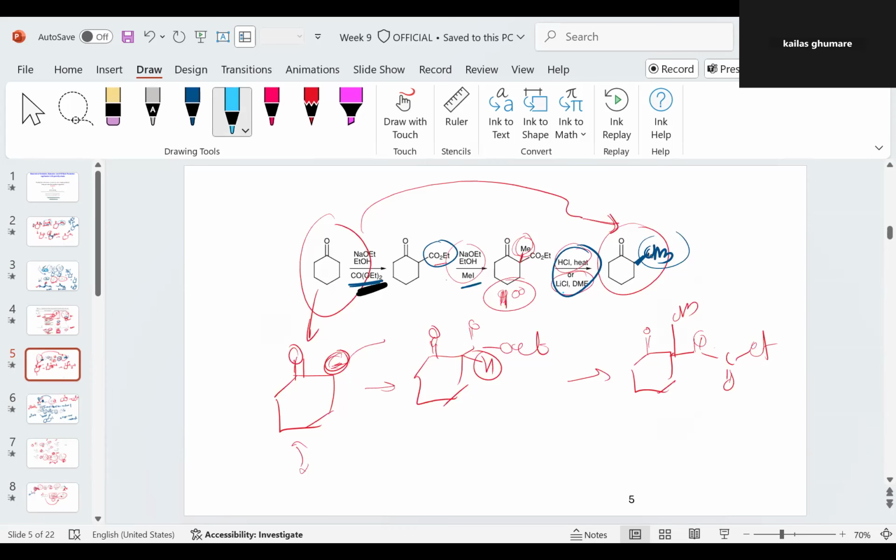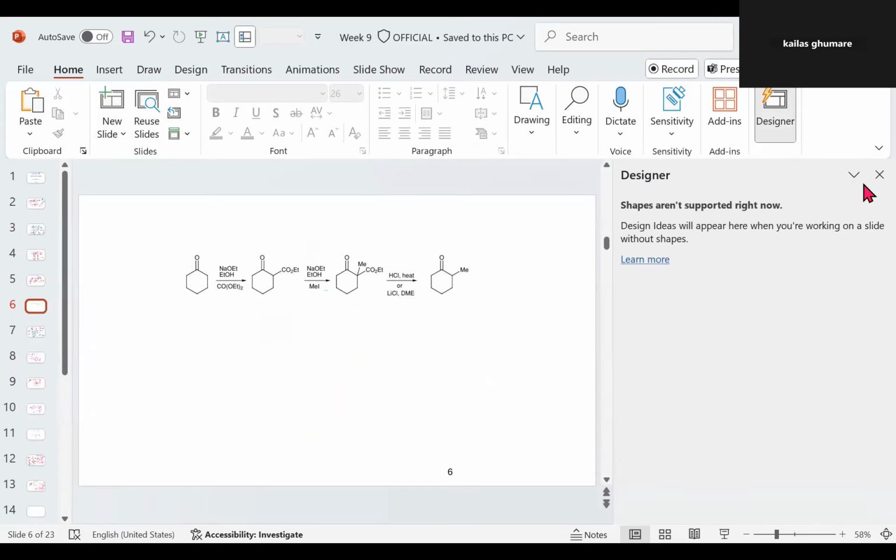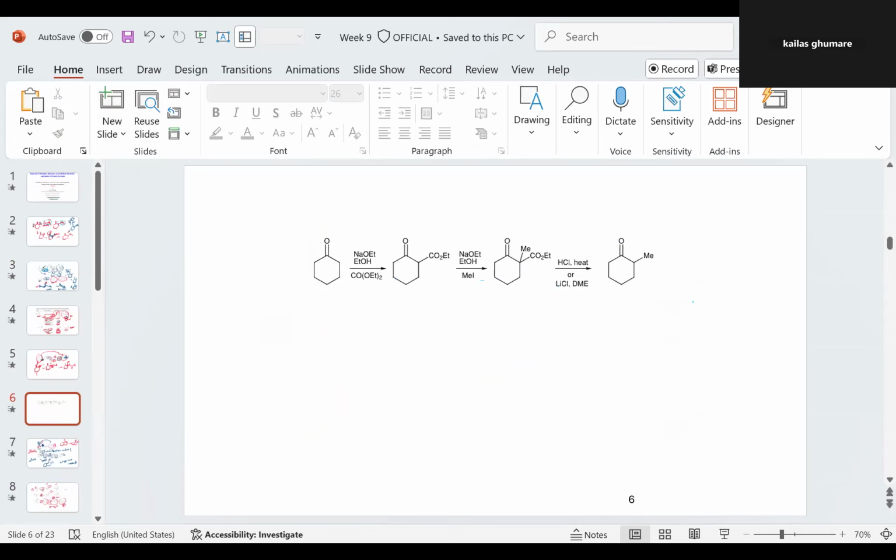Further, we have seen that if you want to perform selective monomethylation, the protocol that we need to follow involves this many number of steps.